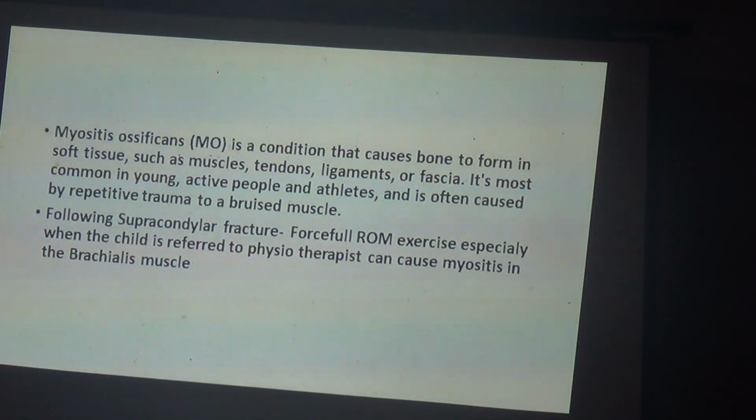This is not the inflammation of the muscle. Ossification is okay, but this is a misnomer. But once the name comes into the literature, it always remains there. But the cause is not due to inflammation of the muscle.